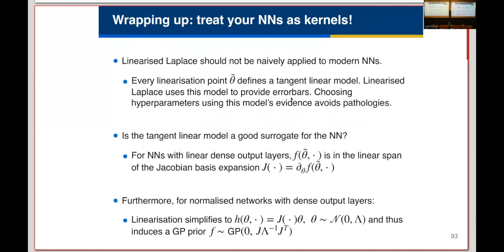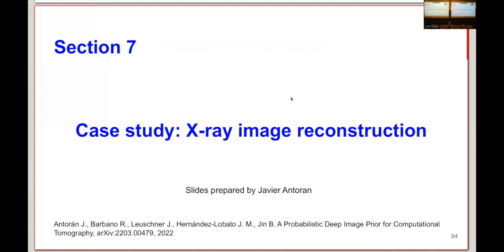Good, maybe I'm going to skip Dust in the interest of time. I think we have maybe 5 minutes. Are there any questions so far?